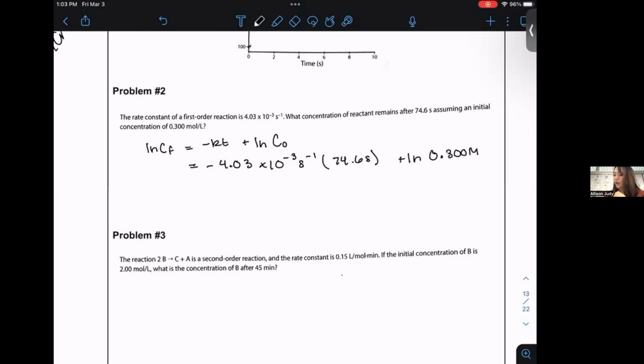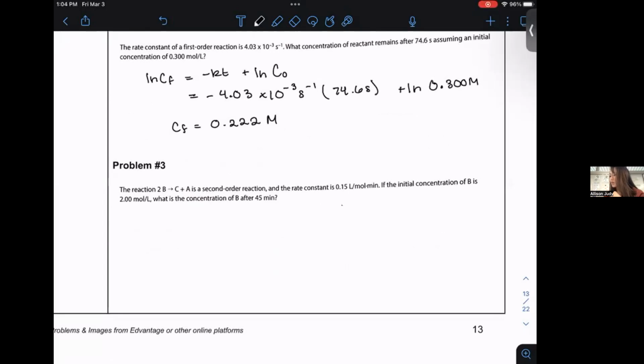And what did you guys get for your value after you raise to the e power, not the anti-natural log, but raised to the e power? What did you get for the final concentration? 0.222 molarity to the correct sig figs. Excellent. Problem 3, reaction 2B goes to C and A, is a second order reaction with the rate constant of the following. And if the initial concentration of B is this, a singular reactant, what is the concentration of B after 45 minutes? So what is 45 minutes in seconds?